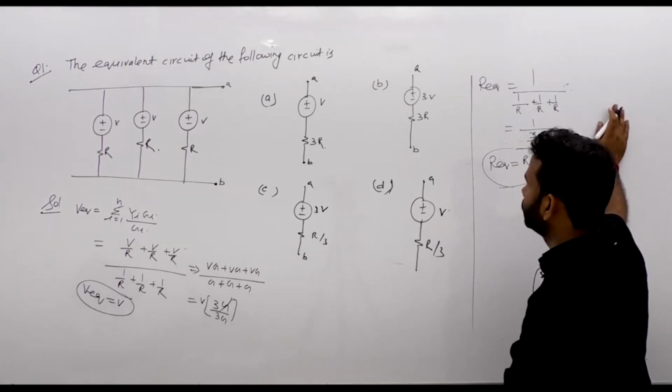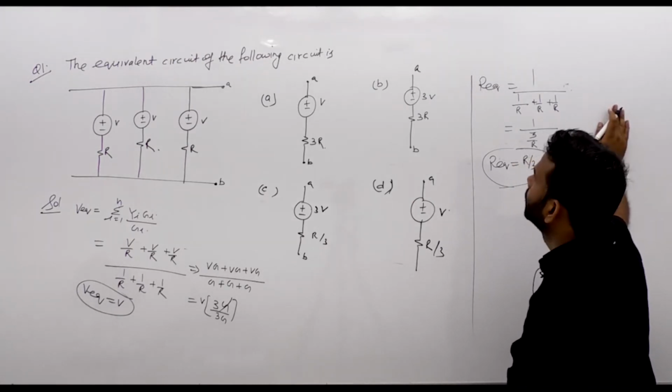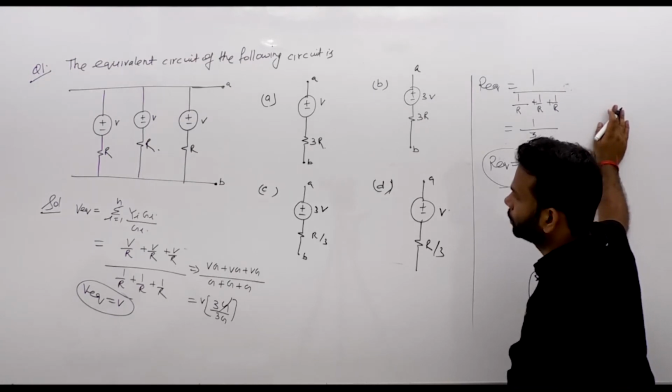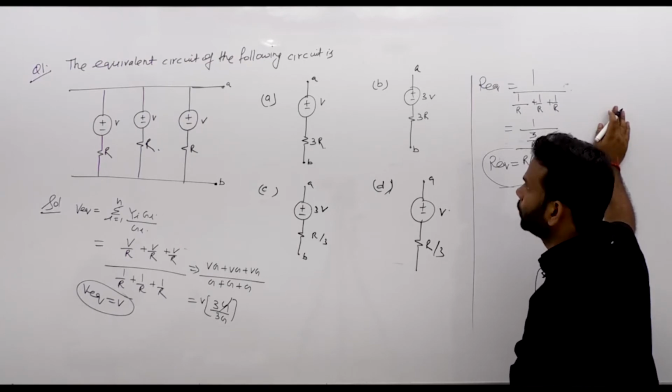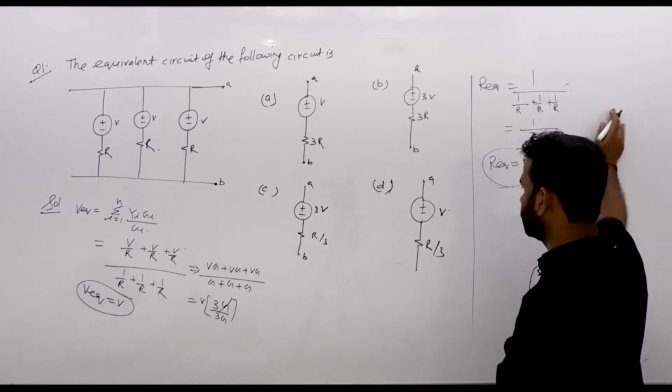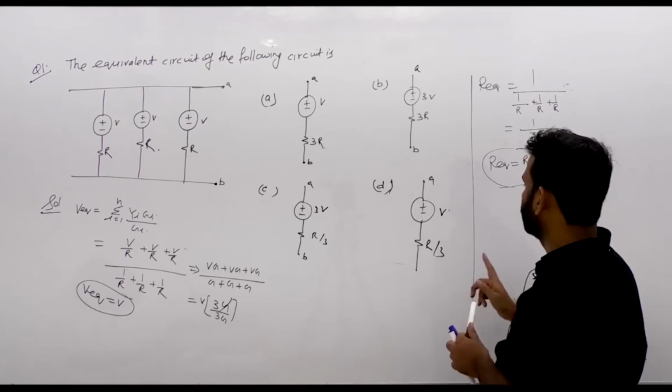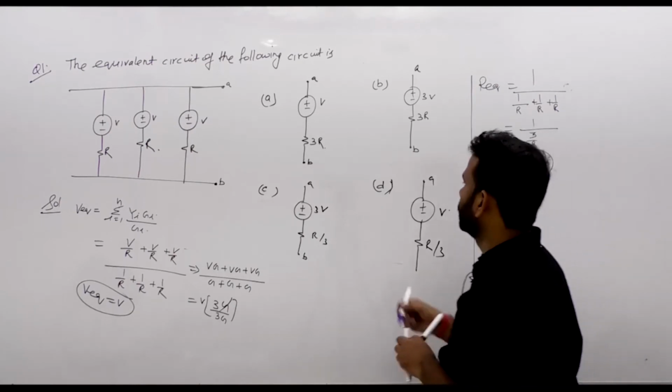First option wrong because V it is 3R and 3V it is also wrong. So we have possibility of A and D. So D is correct. D is correct because it is giving you R by 3. So this is your answer.